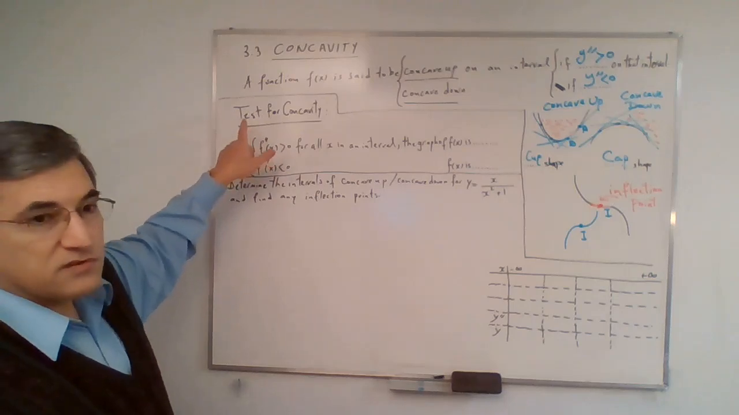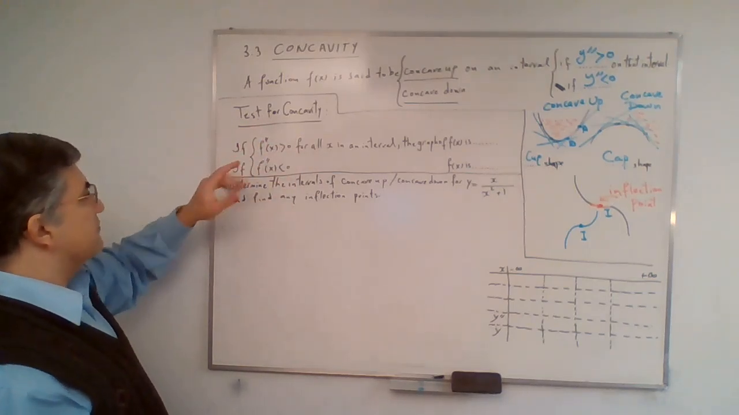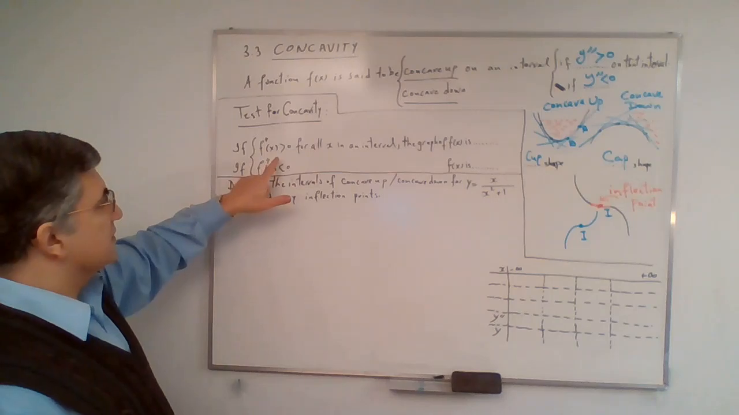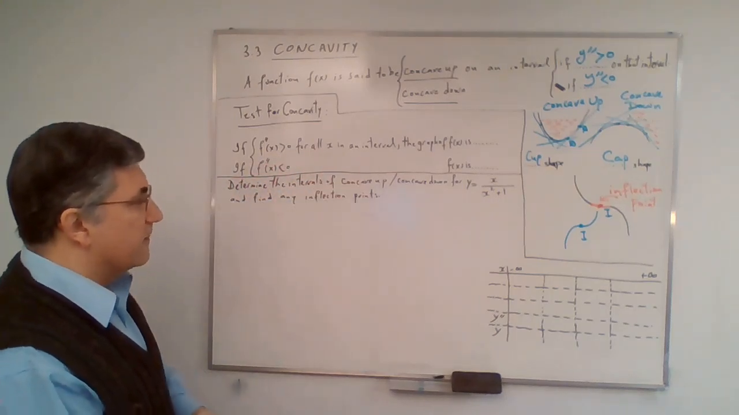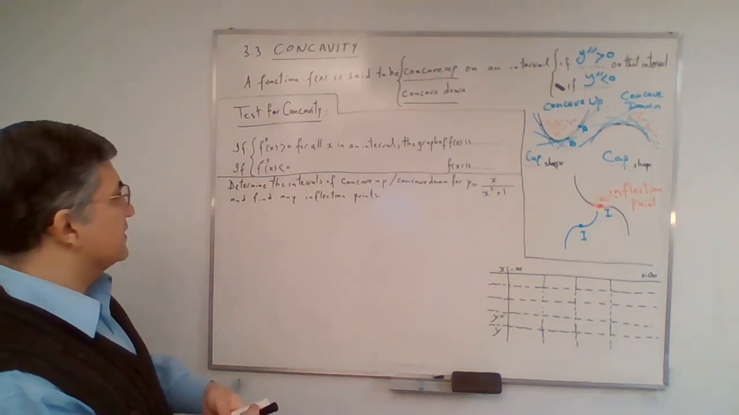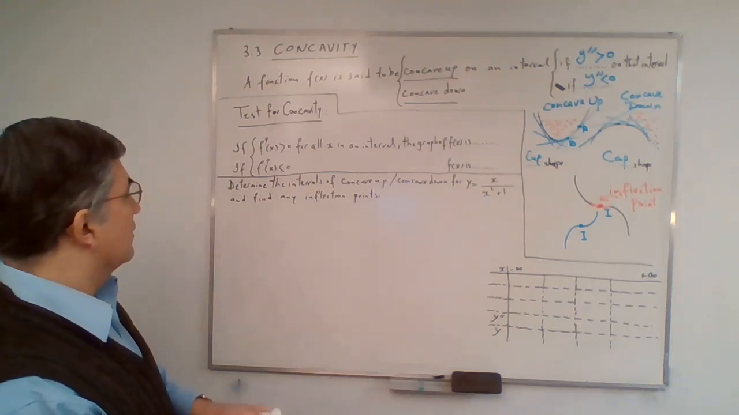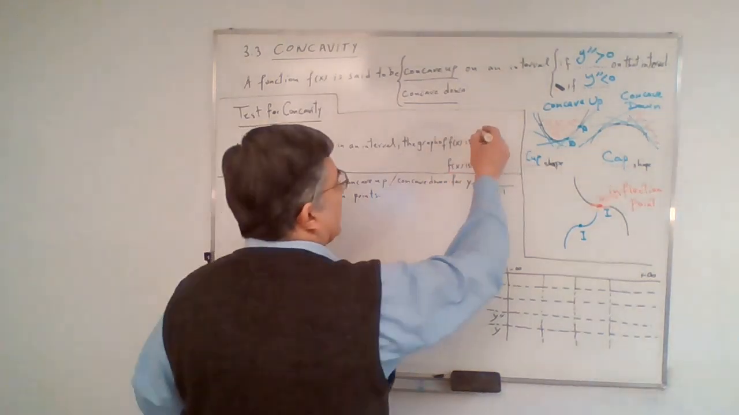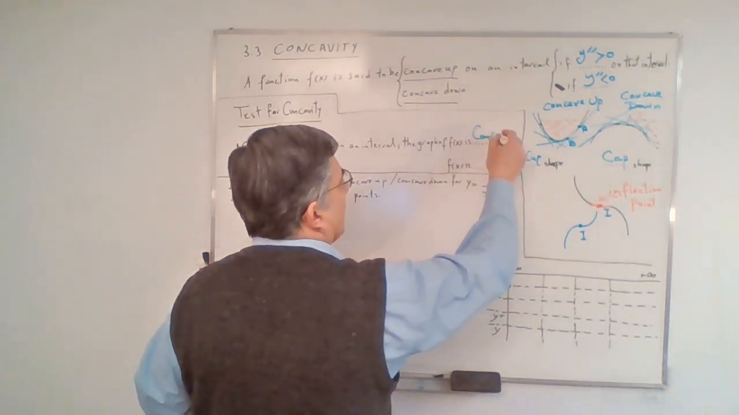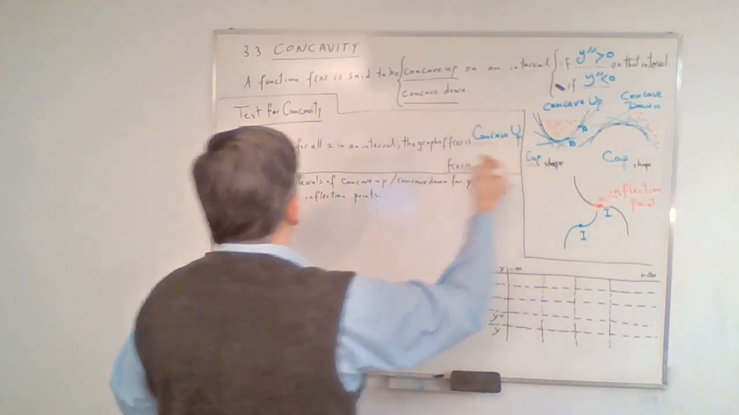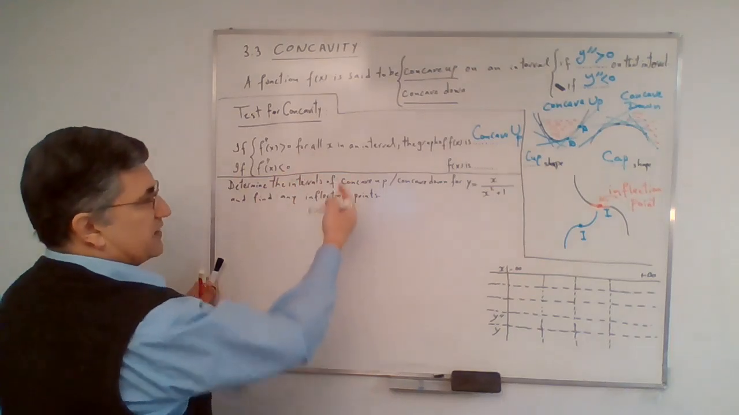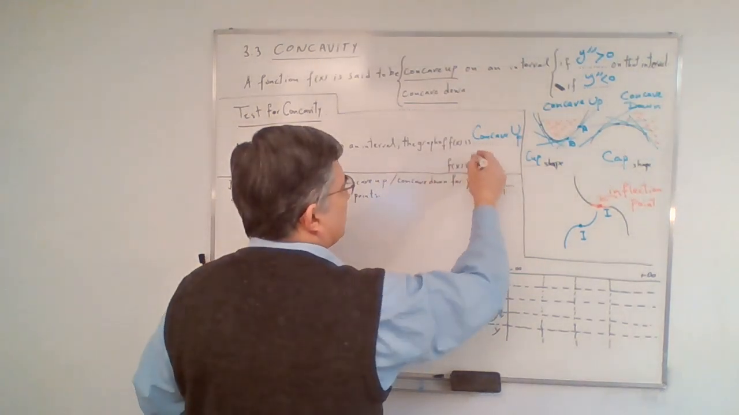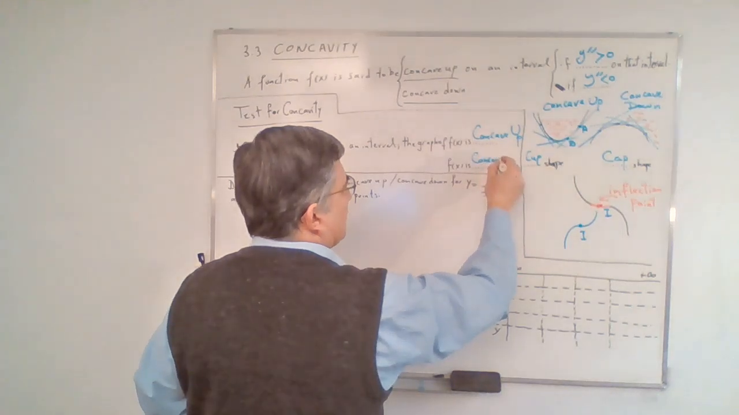So there's something called the test for concavity. The same thing: if f double prime of x is positive for all x in a given interval, then the graph of f of x is, of course, concave up. And if f double prime of x is negative for all x in that interval, the graph of f of x is concave down.